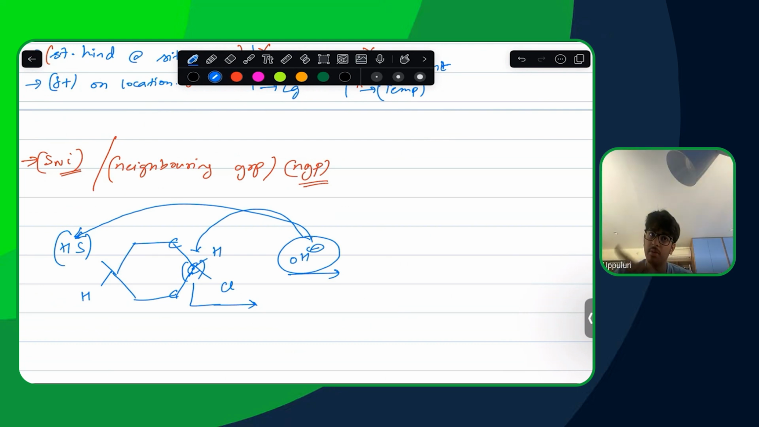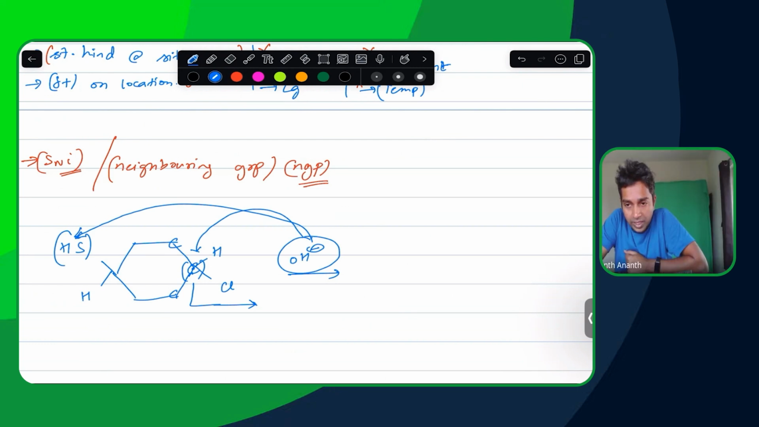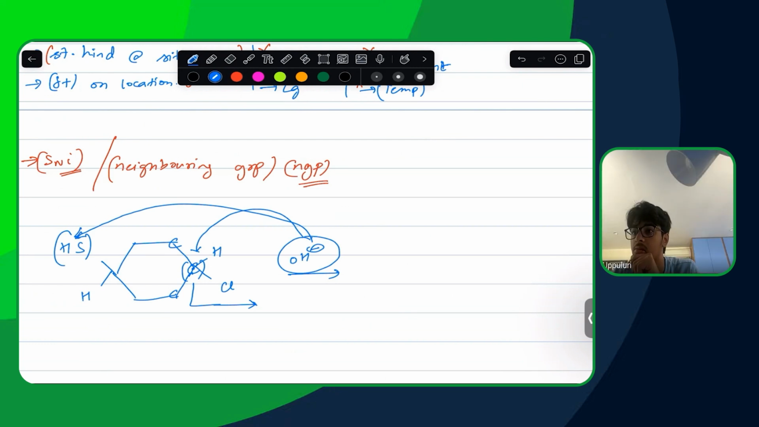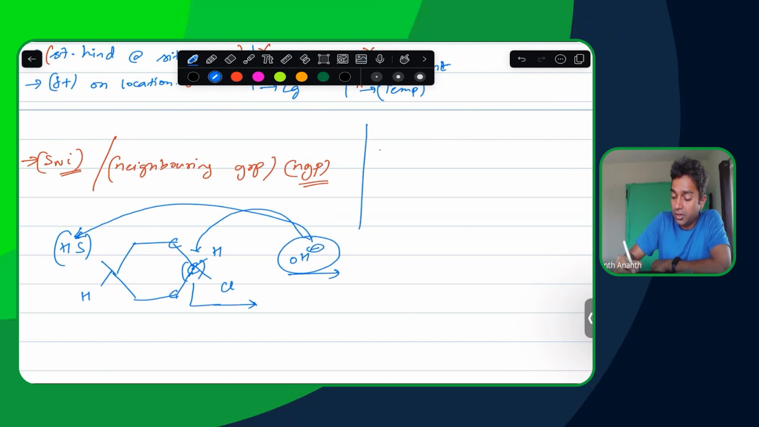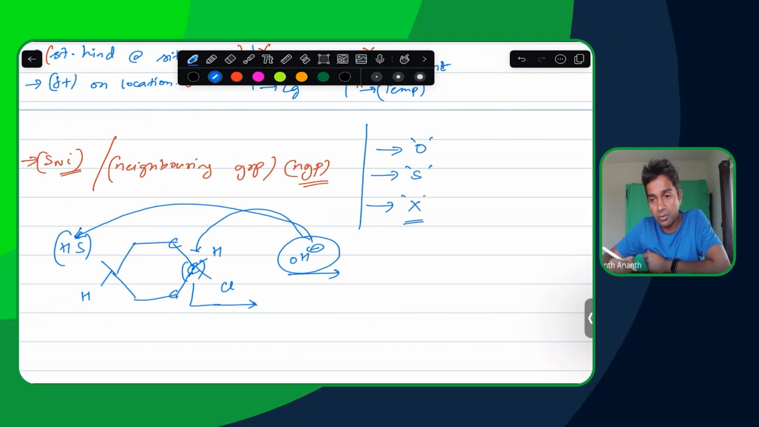It's a bicyclic. No, I did not ask that. I asked what is the ring size it forms. Forget about the bicyclic. When it comes to neighboring group participation, the key thing is, if I'm going to be having different fellows, oxygen, sulfur, halogen, performing neighboring group participation, you need to see what is the size of the ring which is going to be formed.